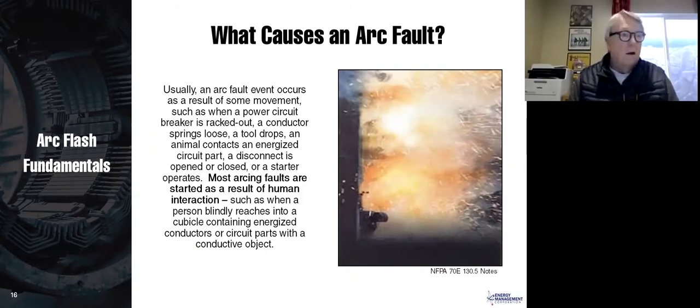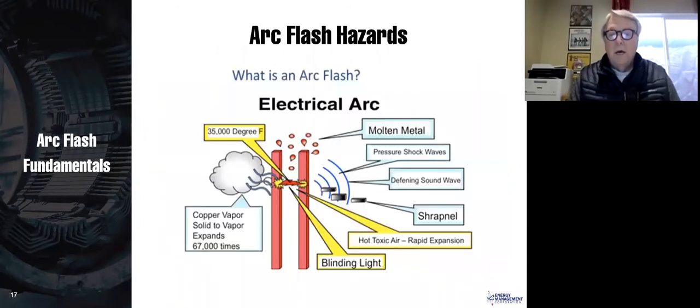Now, not all arc faults are caused by human interaction, but most are. This is, I think, a great slide. All of the things that are going on: first of all, we have a 35,000 degree arc. Our copper solid expands to vapor. We get molten metal, pressure shock waves, deafening sound waves, shrapnel, hot toxic air, rapid expansion, and a blinding light. So a lot going on there.